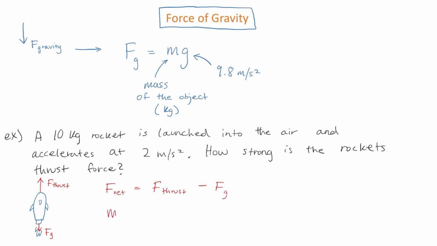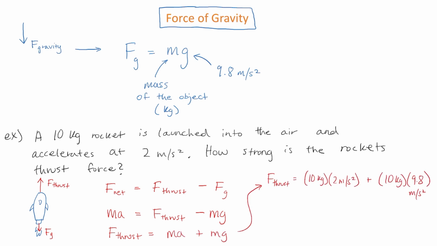Now that we have our F-net equation, we need to replace F-net with mass times acceleration and replace the force of gravity with mg. Now we can rearrange and isolate for the thrust force. Then all we have to do is plug in our values and solve. And we find that the thrust force is equal to 118 newtons.